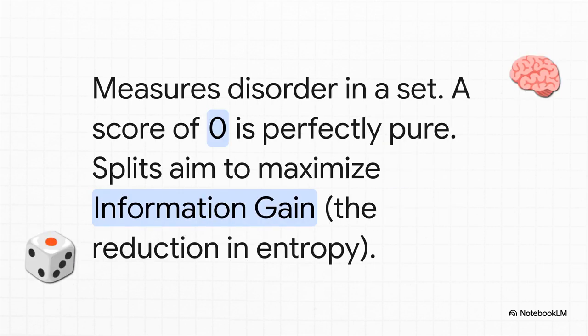Another popular way to measure this is with entropy. This idea comes from information theory, and it's basically a measure of disorder or randomness. A dataset that's a 50-50 mix is super unpredictable. That's maximum entropy. A dataset where everything is the same is perfectly predictable. That's zero entropy. So when a tree uses entropy, its goal is to make a split that results in the biggest information gain, which is really just a fancy way of saying the biggest drop in randomness.